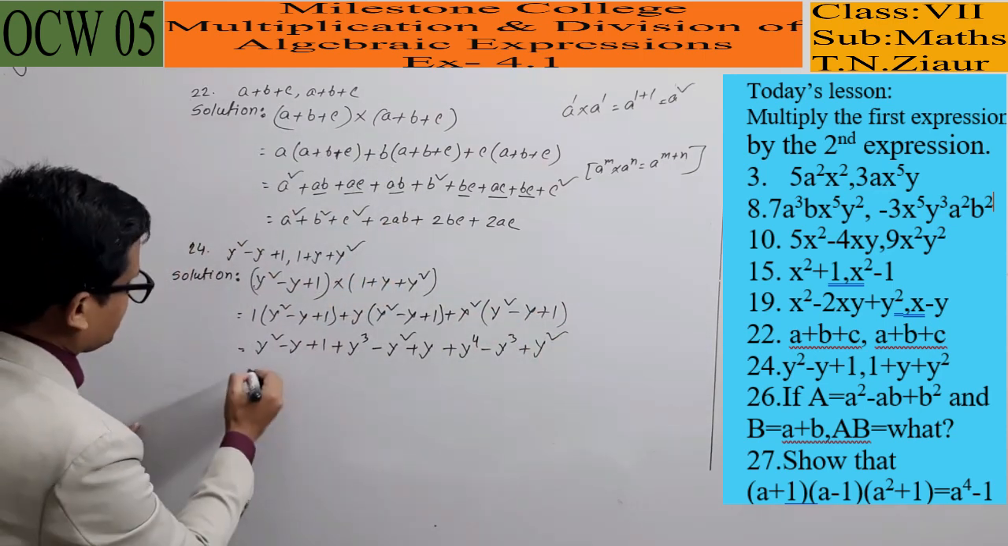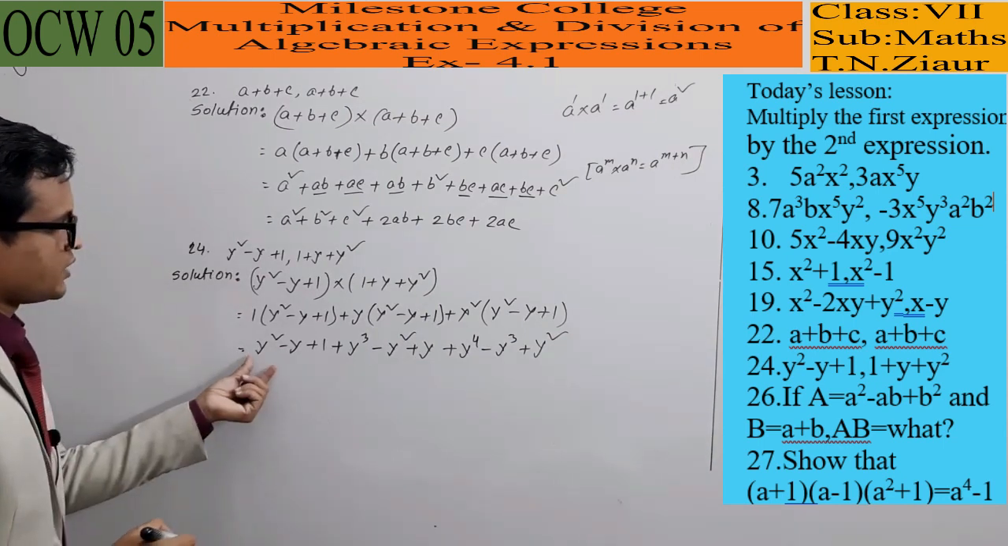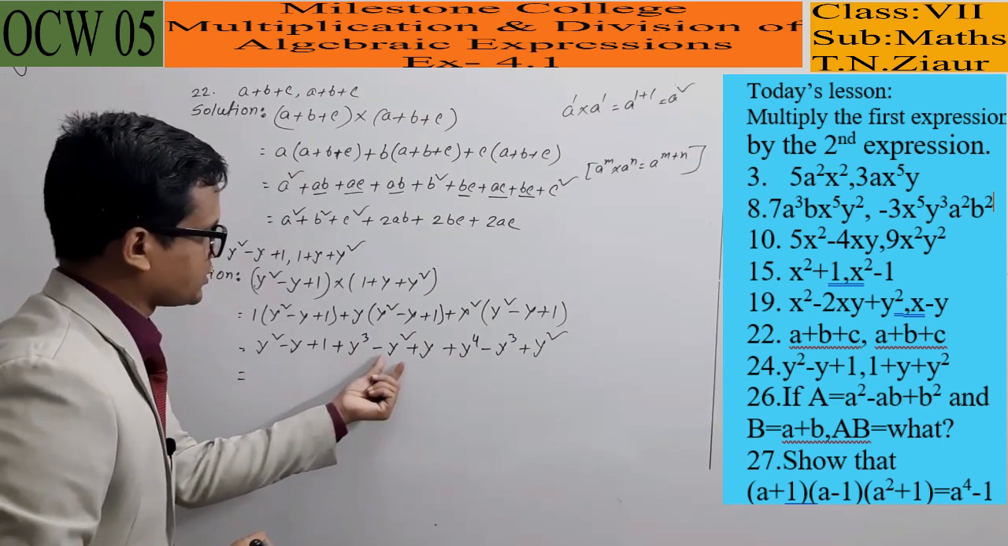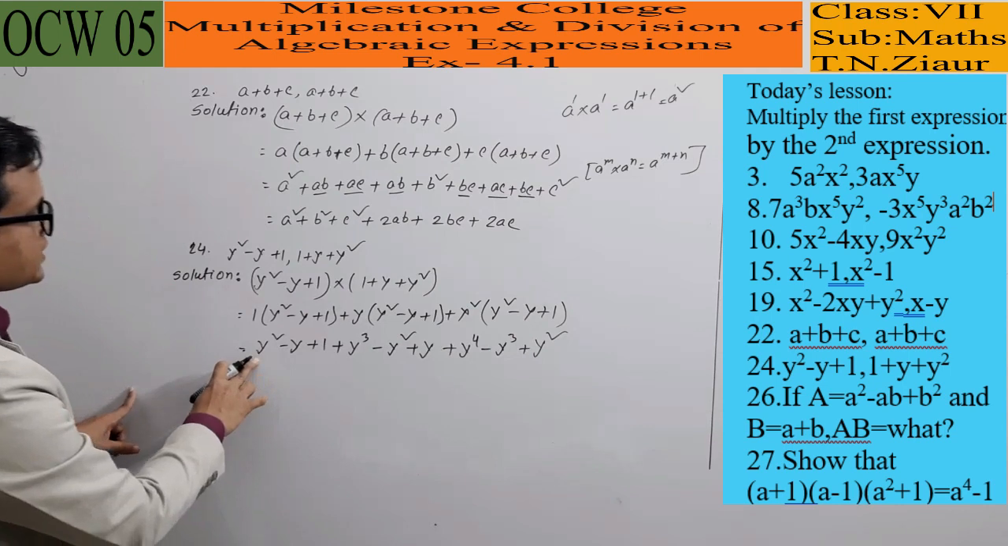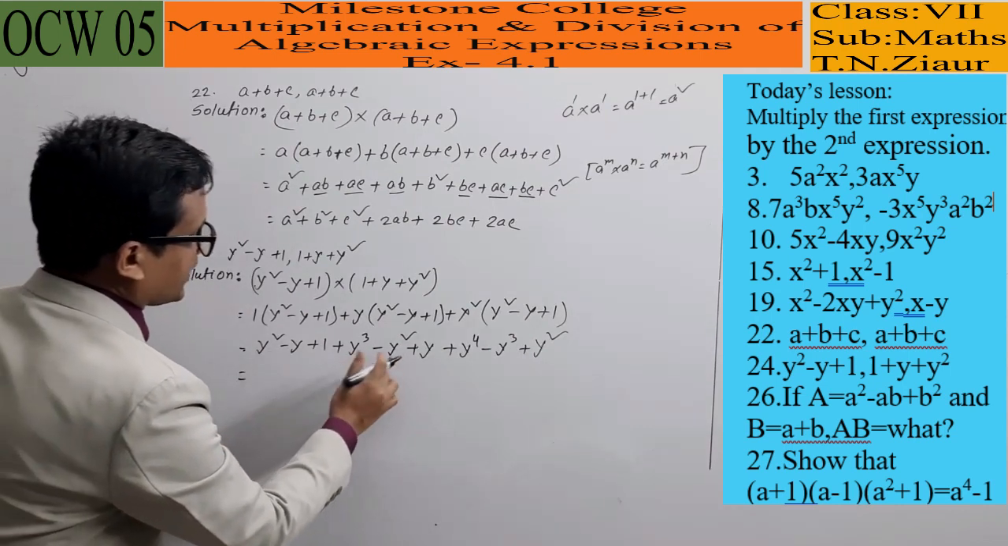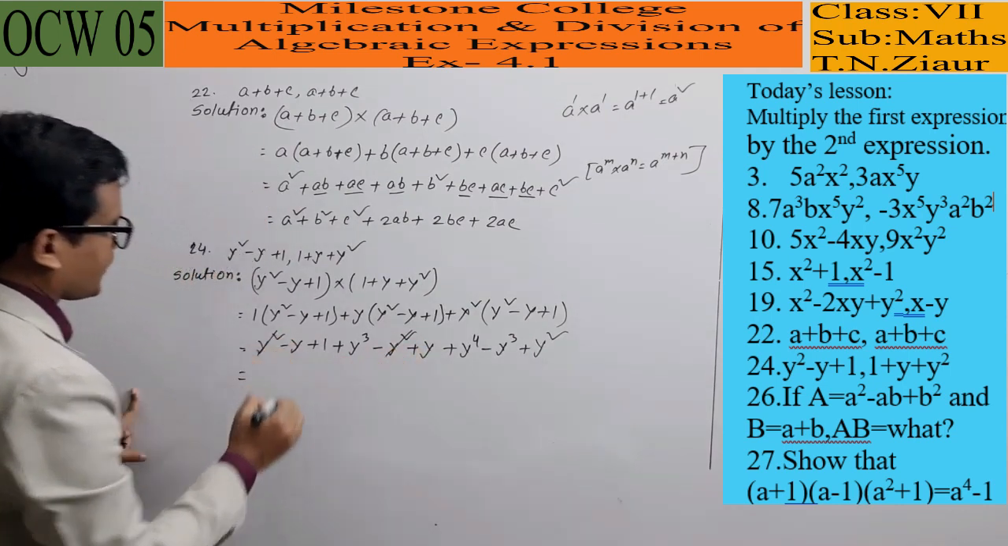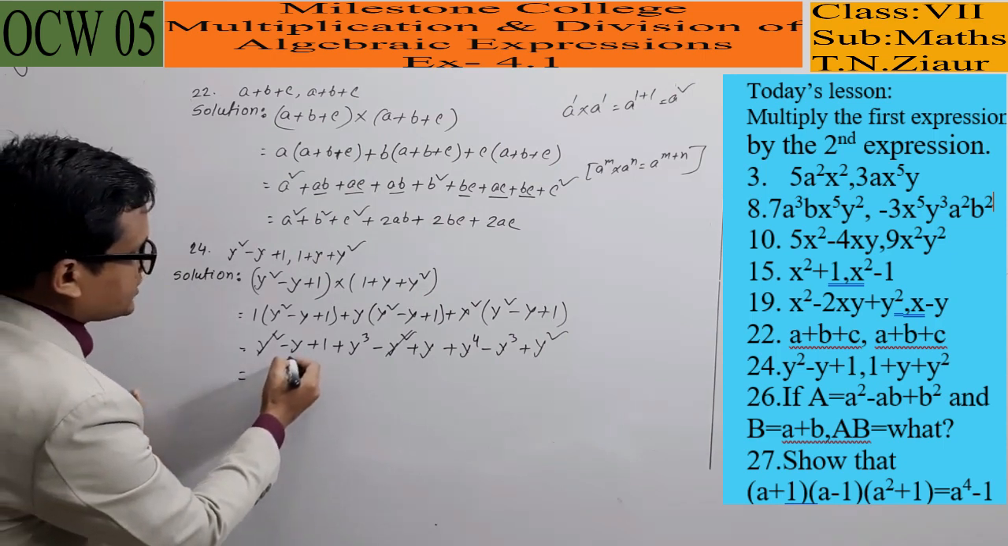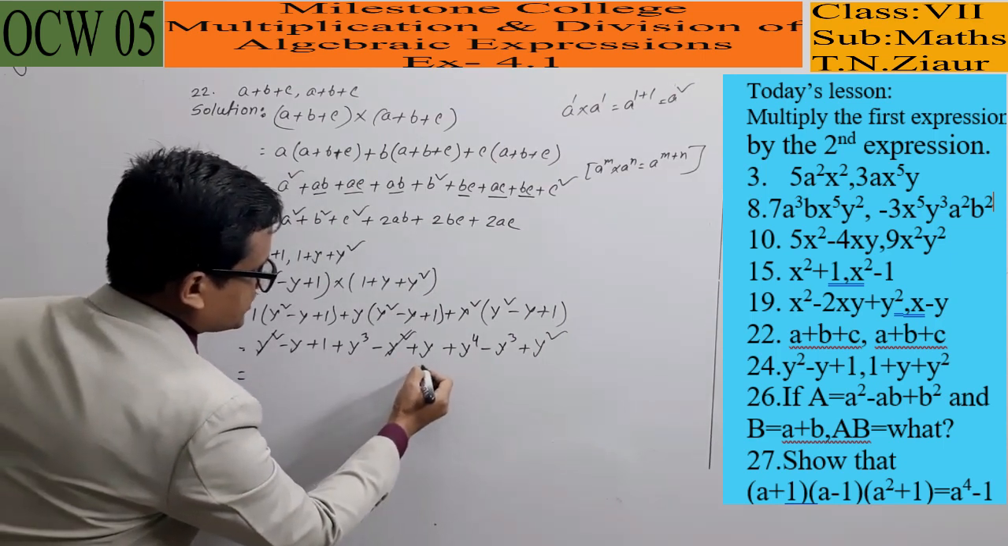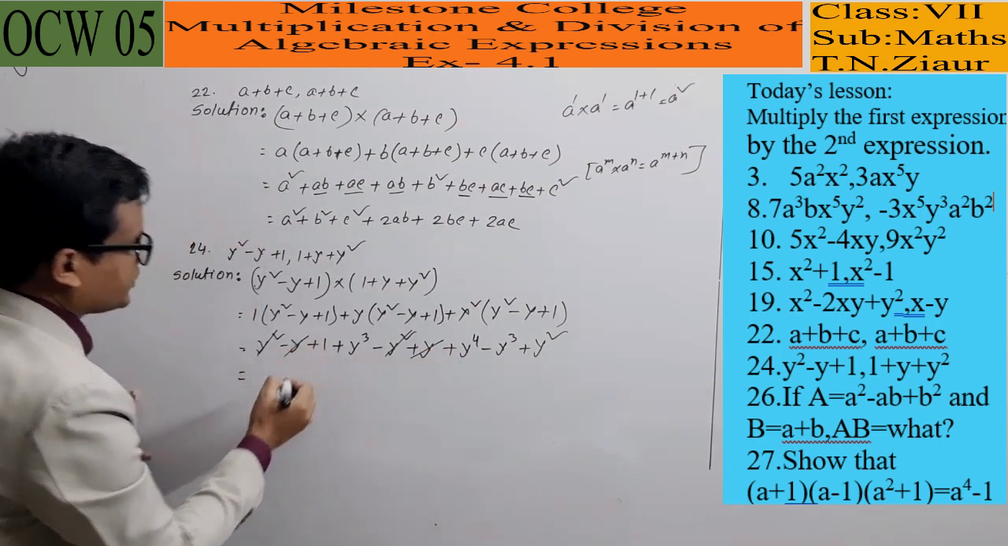Now it's very easy. So now check y square. Is there any y square? Right, this one is y square. So this y square is a plus, this y square is a minus. So we can cut this one. Okay. Then y is a minus. Here y is a plus. So again we can remove this one.